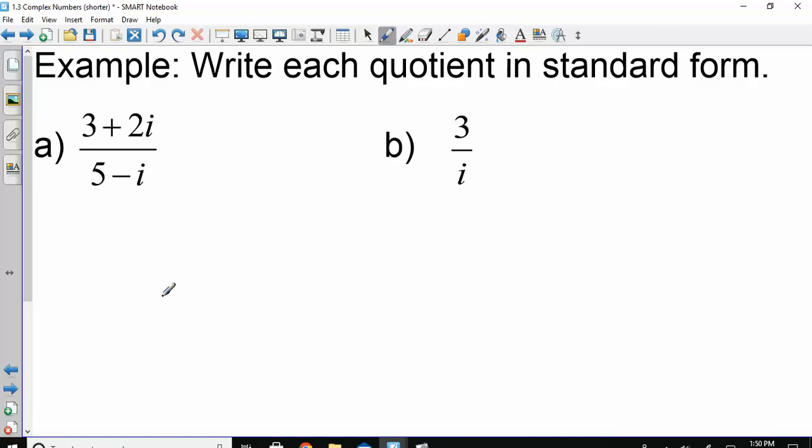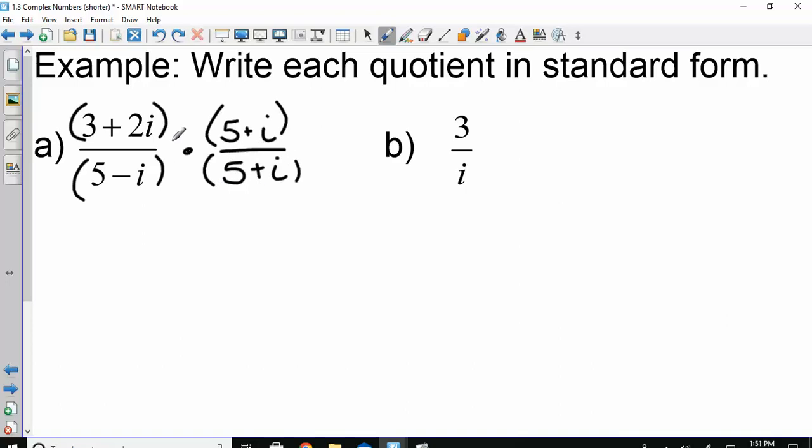All right. When I'm asking for standard form, that's a plus bi. That means you can't have an i in the denominator. Do you remember how to move it? Multiply by, what do we call it? Conjugate. Conjugate is the same thing, but we just change that sign.